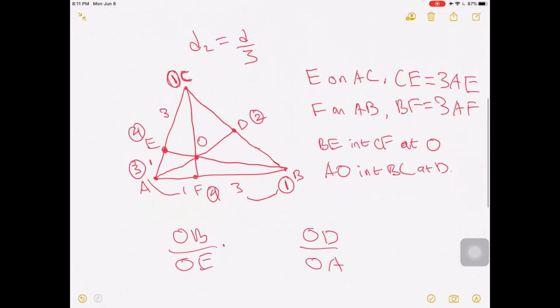So let's find OB divided by BE. So we want OB. Let me switch colors.